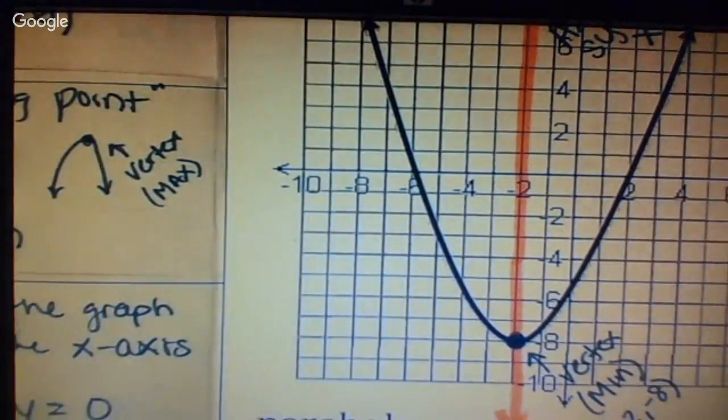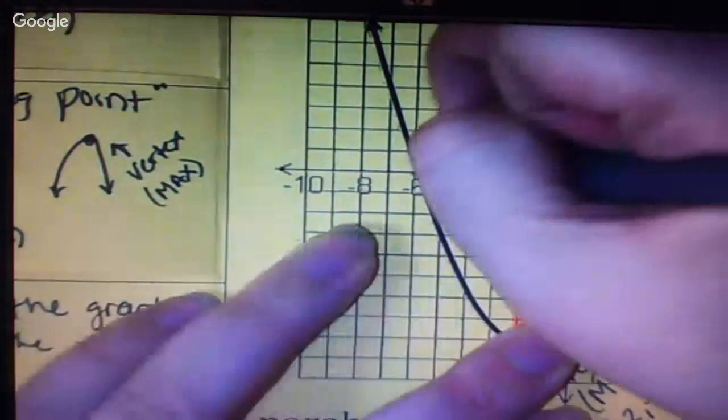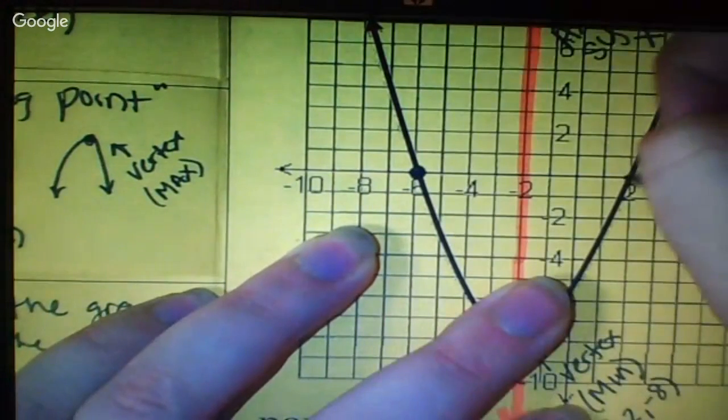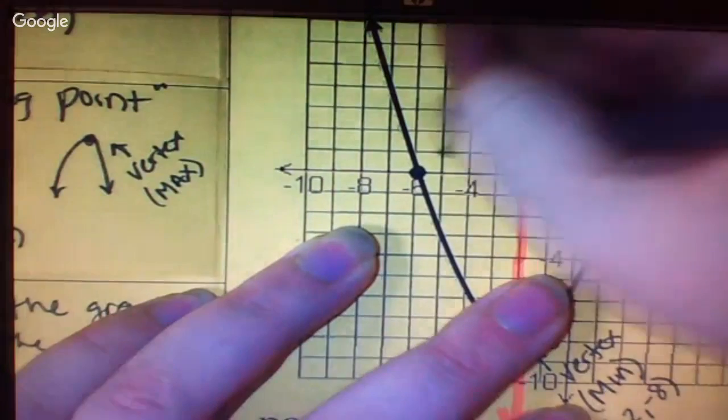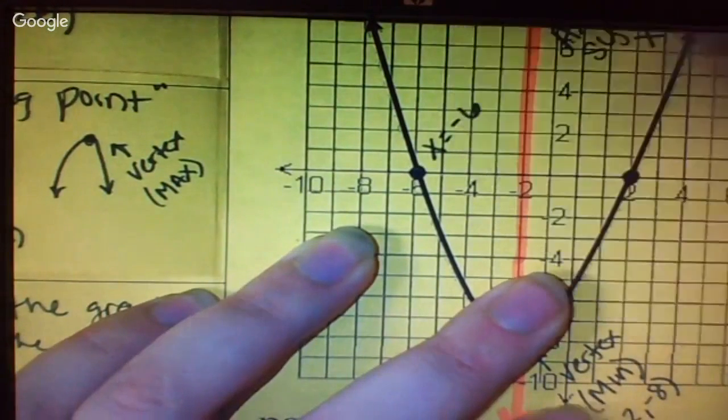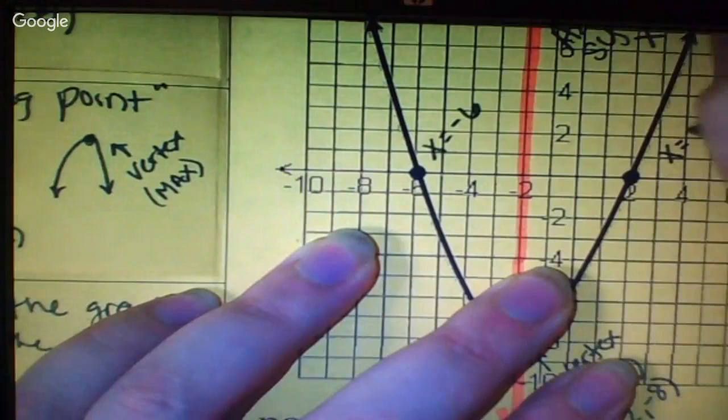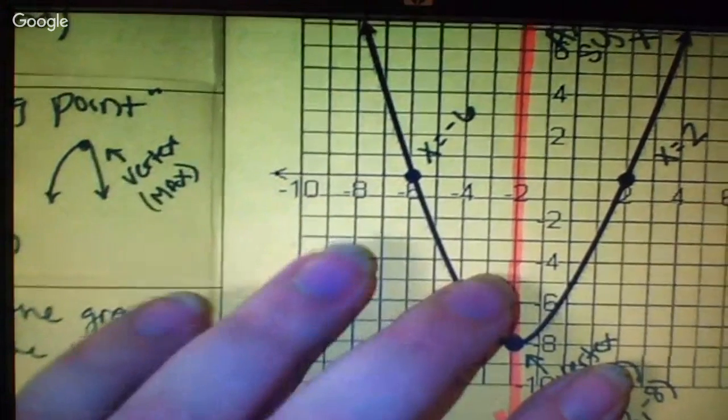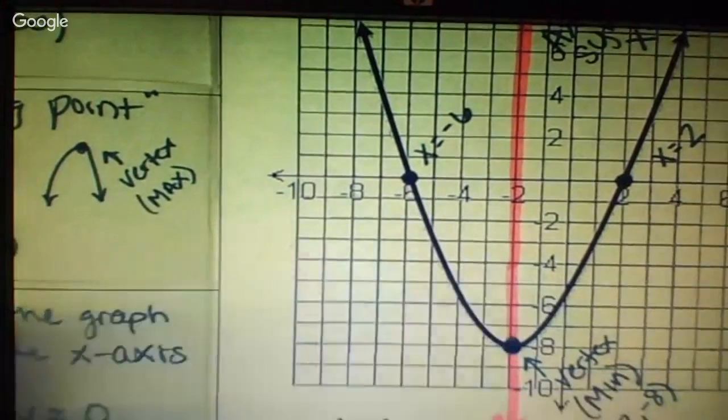All right. So, where does this graph, and somebody's already said it, cross the x-axis? -6 and -2. I mean positive. -6 and +2. X equals -6 and x equals +2. These are your x-intercepts.